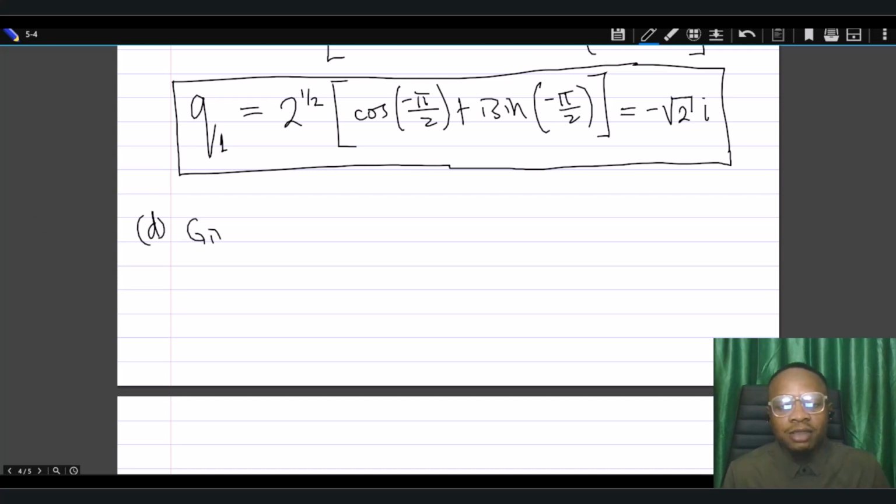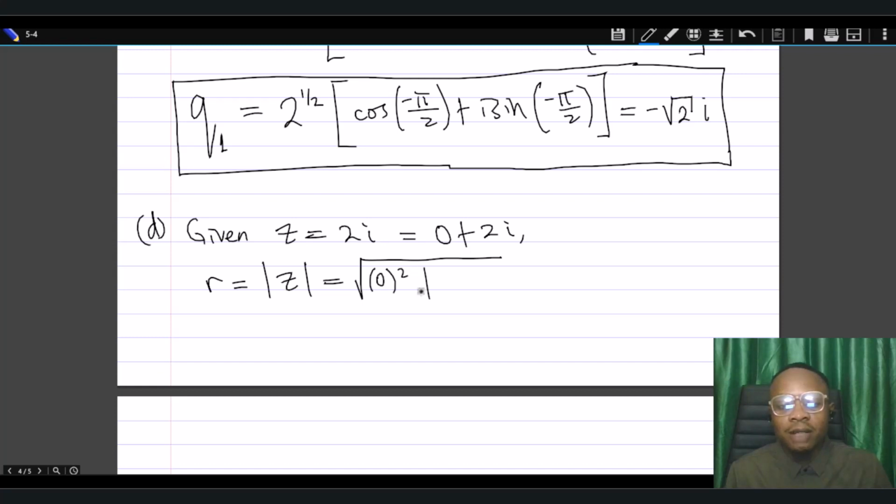We're given for this D part z to be equal to 2i. If z equals 2i, that is basically 0 plus 2i if you like, and from that we can get our r here to be the modulus of z, and that is going to be the square root of the real part squared plus the imaginary part squared, and that gives us 2 at the end of the day.